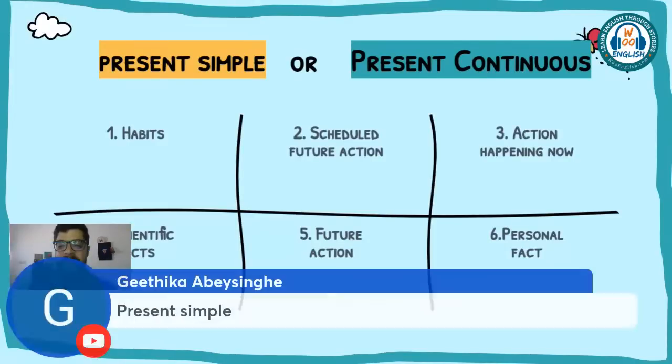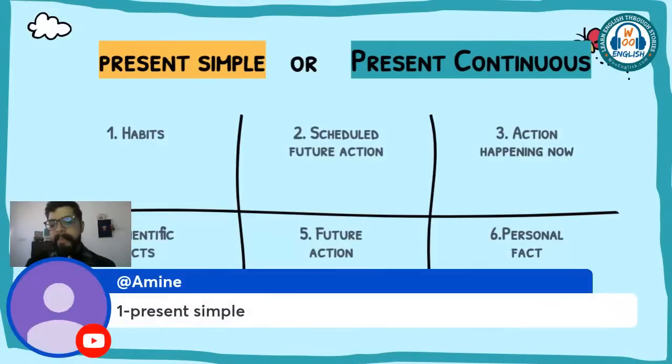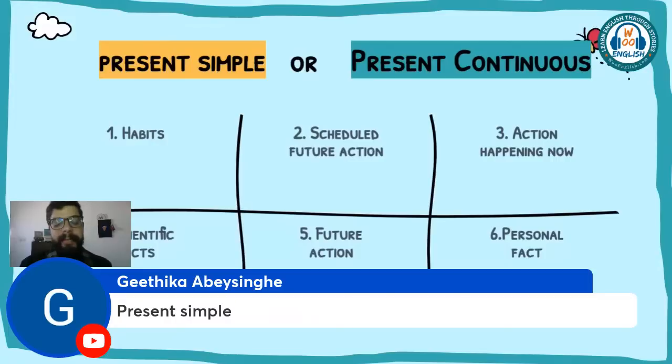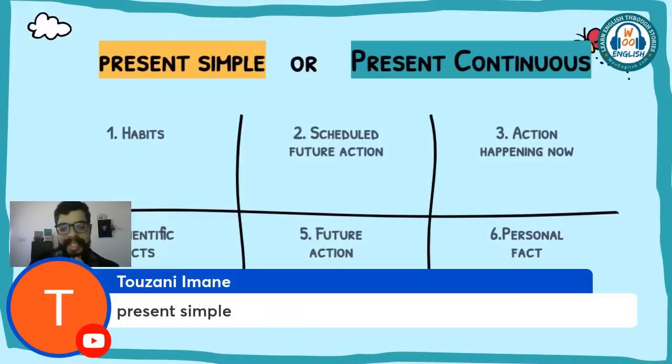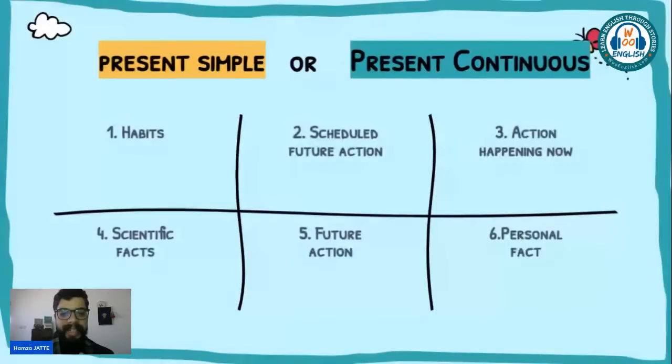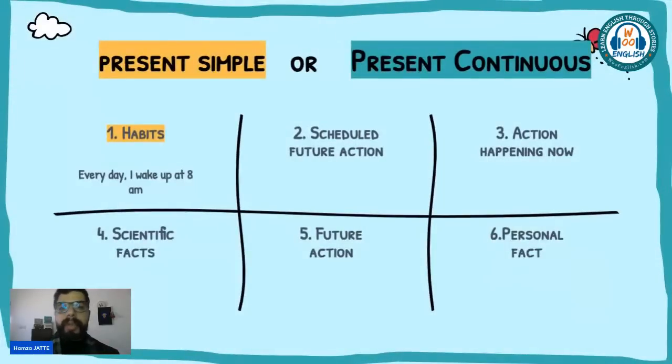Okay, so Amin says, for habits, we use the present simple. Getika says for habits, we use also the present simple. Iman is here again, so she says we use the present simple to talk about habits. Indeed. So for habits, we use the present simple. And I also included an example. For instance, every day I wake up at 8 a.m. This is a habit that I have, for example. So if I want to talk about it, I should use the present simple.